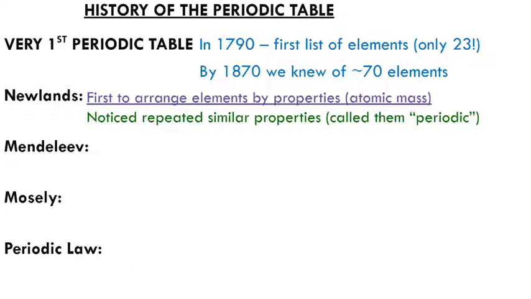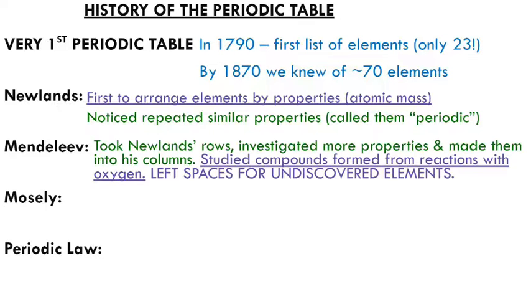Now, even though Newlands was technically the first person to make any kind of periodic table, this next guy, Dmitri Mendeleev, is oftentimes referred to as the father of the periodic table, because he gets a lot of credit for how he improved upon Newlands' table.